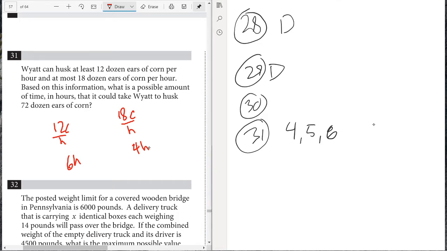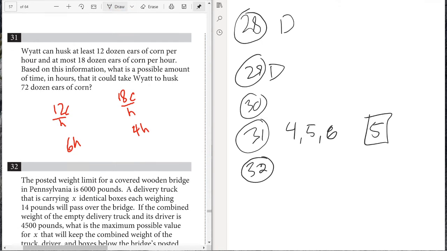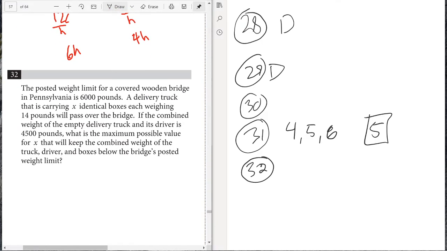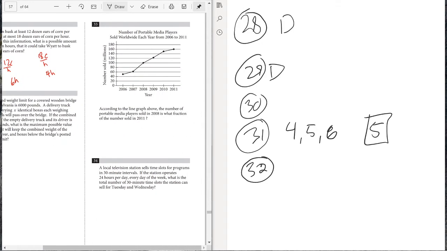4, 5, 4, 5, or 6. But I'm going to go with 5 for an answer, just to lock one answer in particular. Just go with the middle. Post-wheeler. I don't feel like it. It's too long. I'll come back to it.